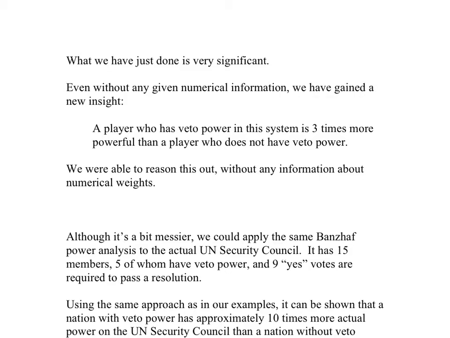What we've just done is quite significant. Even without any given numerical information about quota and weights, we have gained a new insight. A player who has veto power in this system is 3 times more powerful than a player who does not have veto power. You are very unlikely to have come up with that precise number just by staring at the verbal description. But we were able to reason it out without any information about numerical weights.